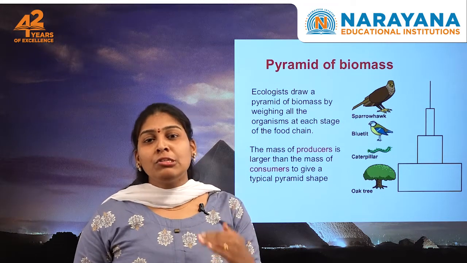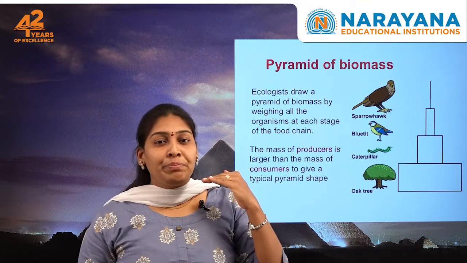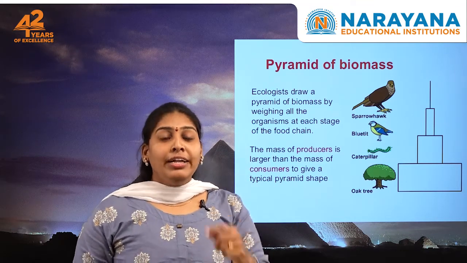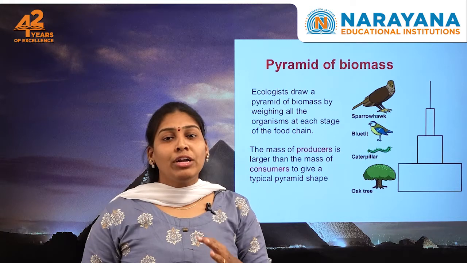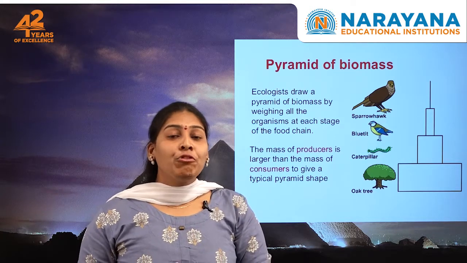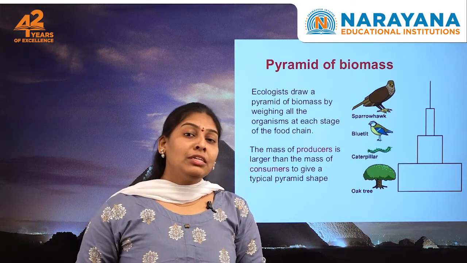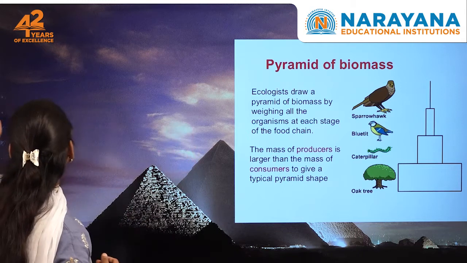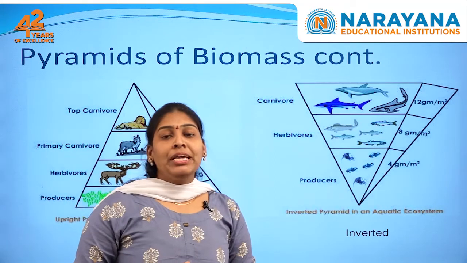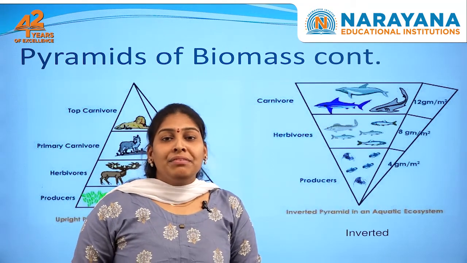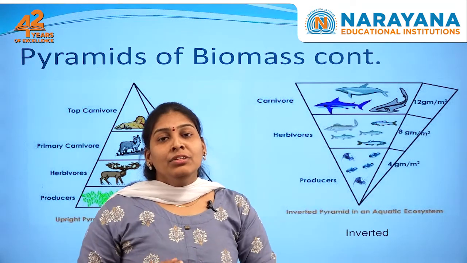So from producers to top carnivores, the number will decrease. The content of the biomass is also like that, because it completely depends upon the organisms' feeding mechanism. If food is not available, then the number of organisms will decrease and the content of biomass will also decrease. So that is the pyramid of biomass, which on land, when we take grasshoppers, is just like a triangle shape.